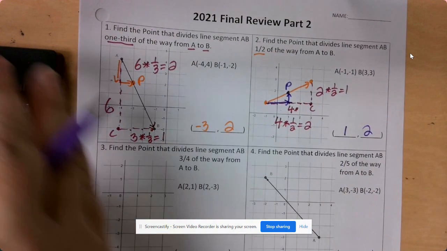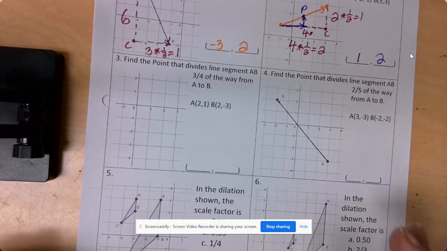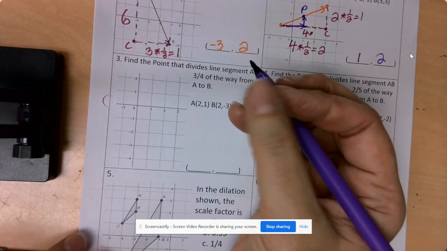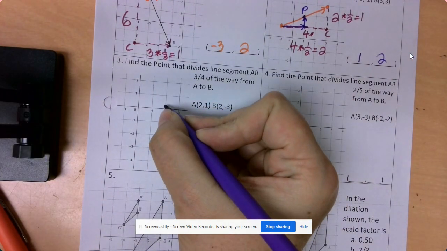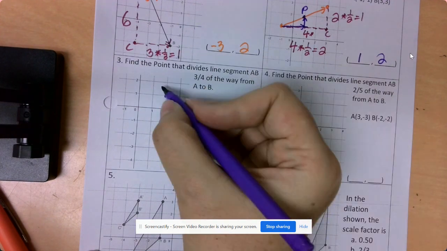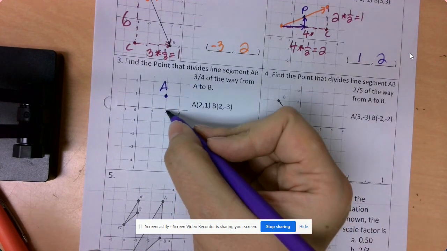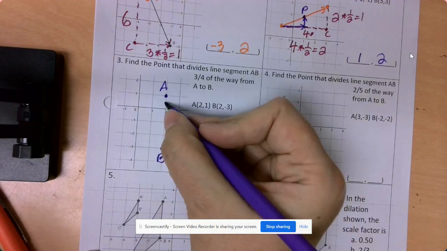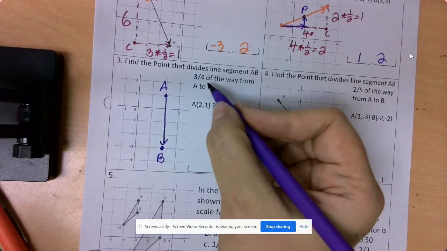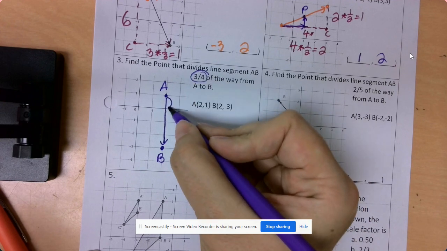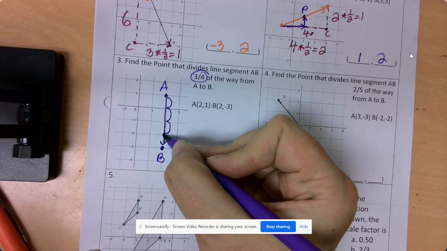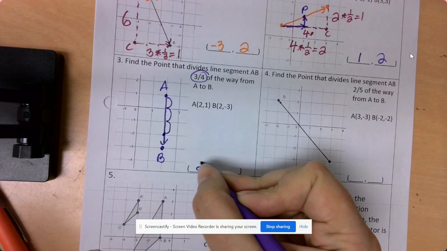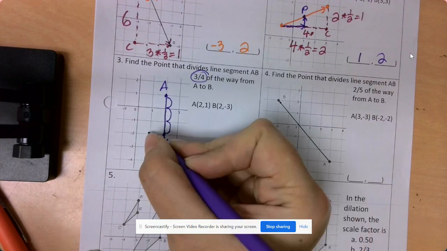Okay, so this one it says find the segment. It is 3/4 of the way down. So we graph the points: 2, 1 for A, and 2, -3 for B. We're going 3/4 of the way, so I'm going to go 1, 2, 3 right there to 2, -2. And that would be the new point.